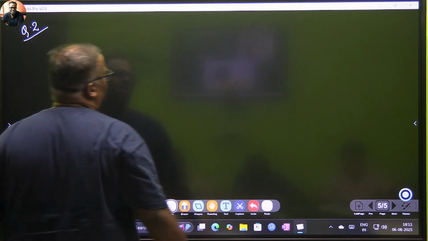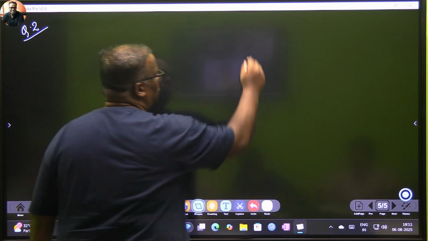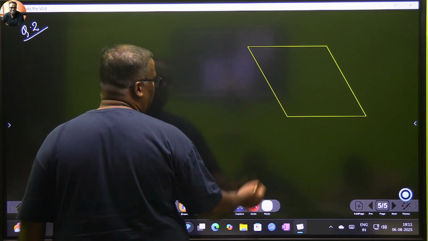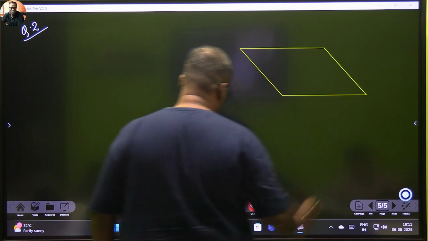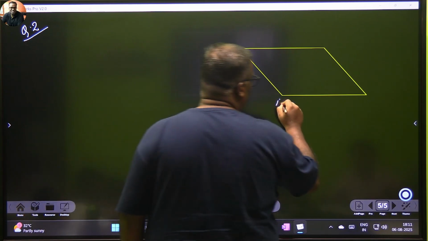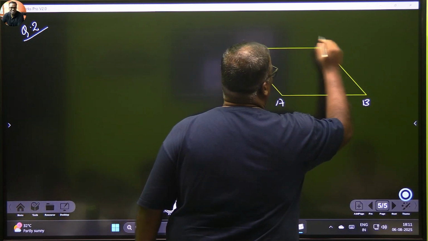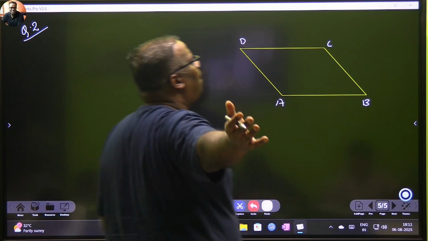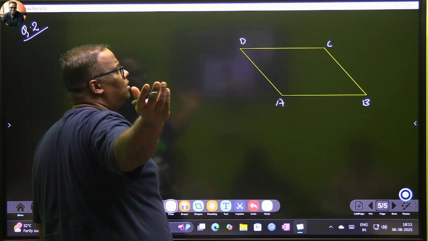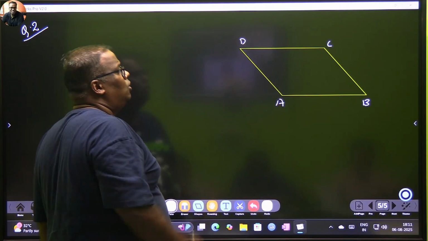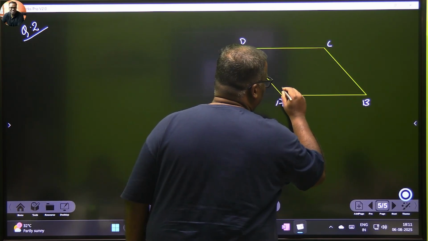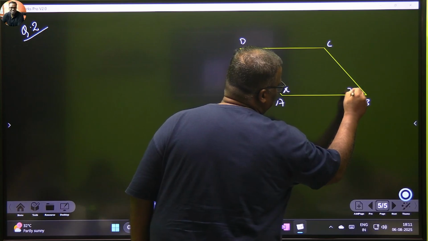Two adjacent angles of a parallelogram. So first draw the parallelogram. What is so difficult about it? You see, I take a parallelogram and I name it as A, B, C, D, and they are telling two adjacent angles of a parallelogram are equal. They are trying to say that if this is X, then this is also X. Okay, go ahead.